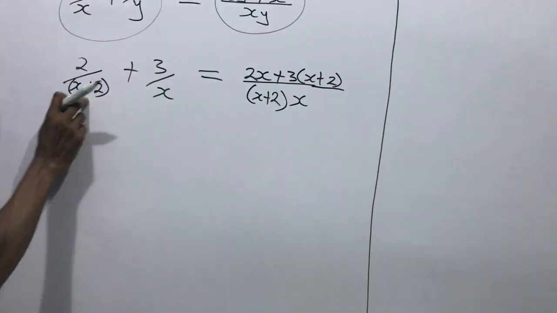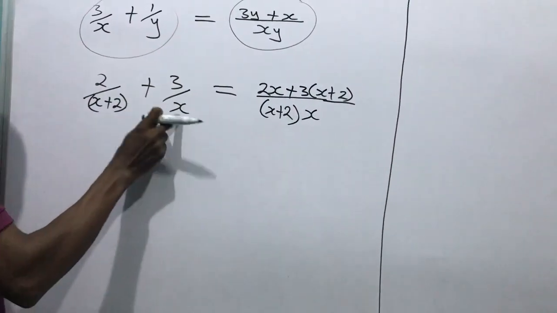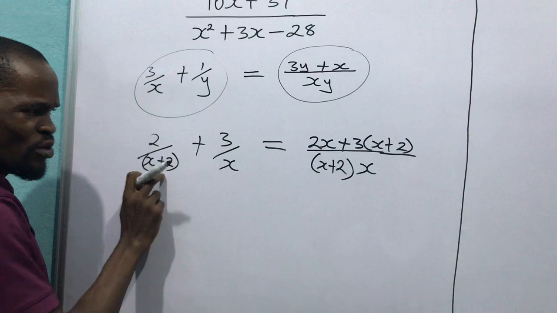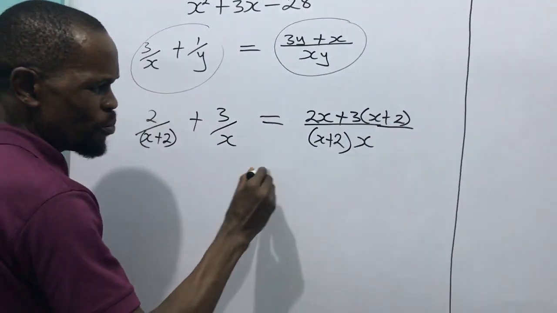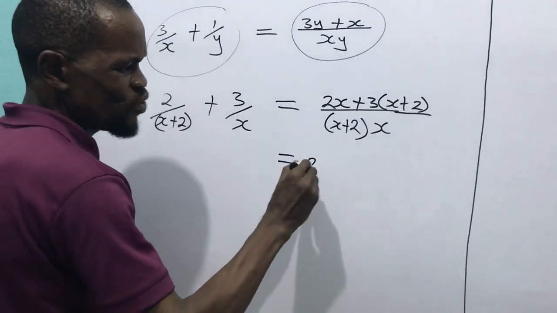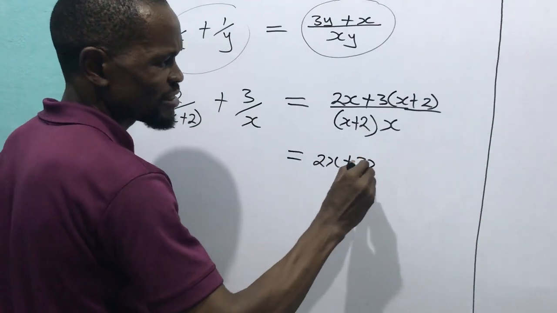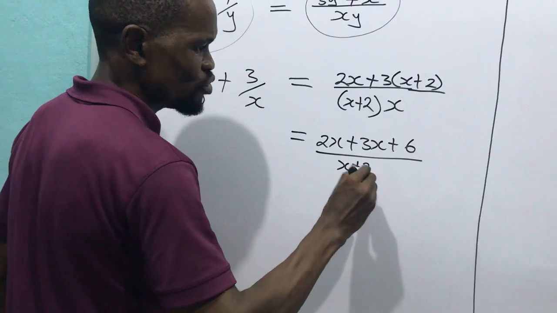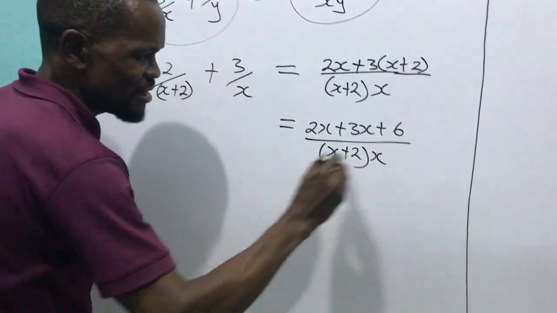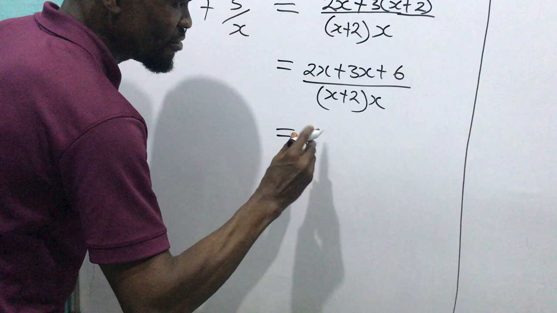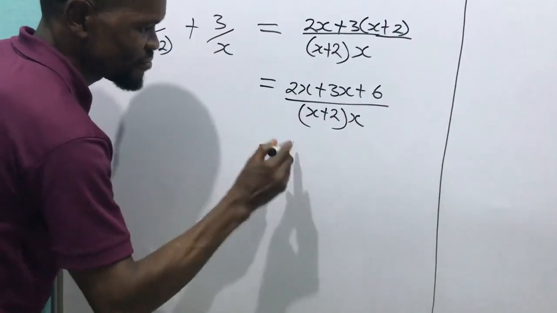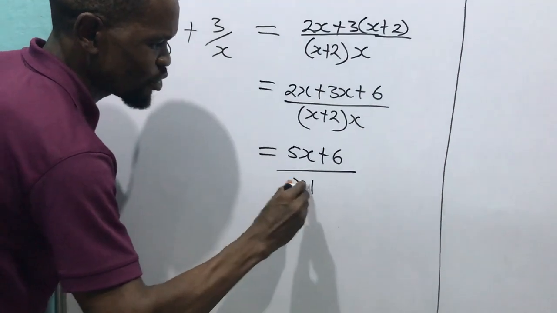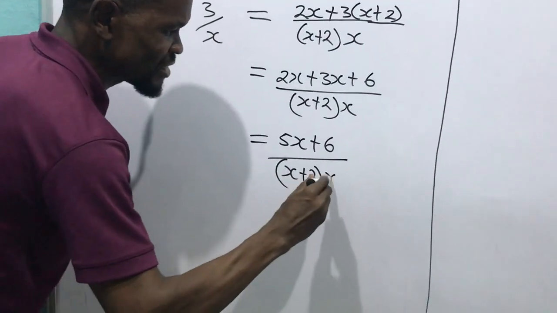Are you getting what I'm saying? This divided by this cancels, leaving me with x, and x times 2 gives me 2x. This divided by this cancels, leaving me with this, times 3. If I open it up, I can now see 2x plus 3x plus 6, all over x plus 2 into x. Then collecting like terms, I have 5x plus 6 all over x plus 2 into x.